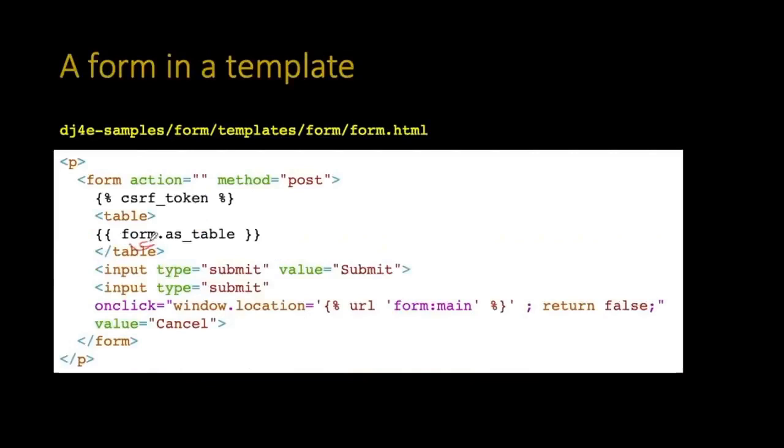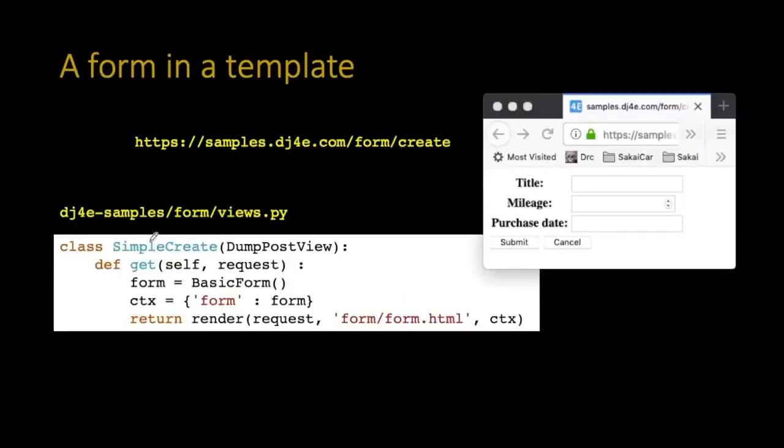Form.asTable came from the context, came from the passed in variable, and that is right here and right here. And so we make the form object, which has all the fields in it, and then we pass it into our view, our template, and it renders that. And so then this is what it looks like, much prettier.